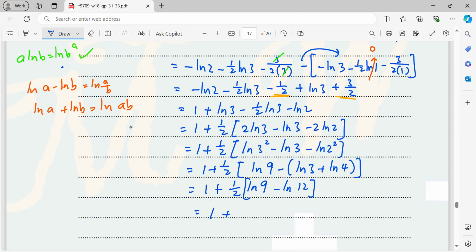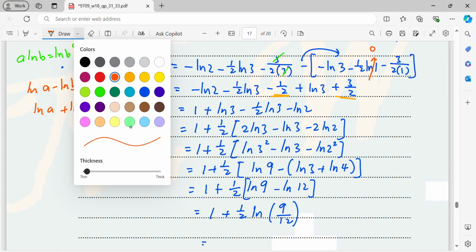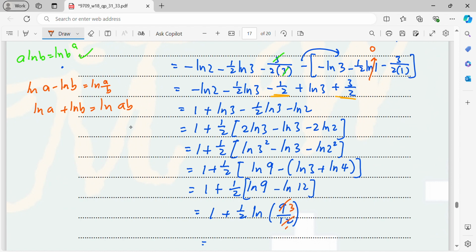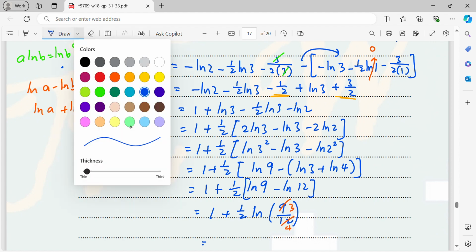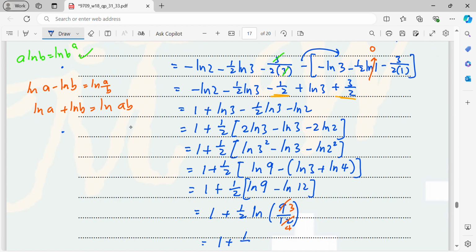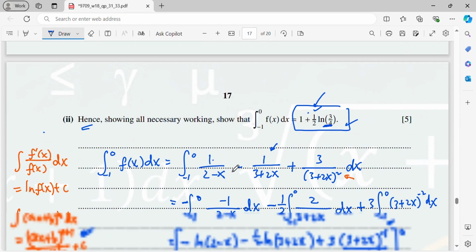Then it will be 1 plus half ln 9 over 12. So 9 over 12, you can divide by 3. Both are multiples of 3. So it will be 3 over 4. Therefore, I have found the answer. Okay, half ln 3 over 4.